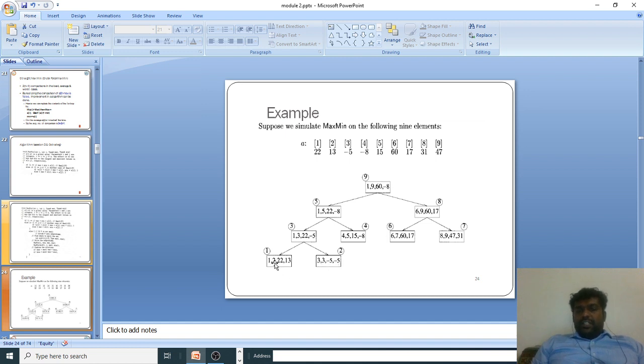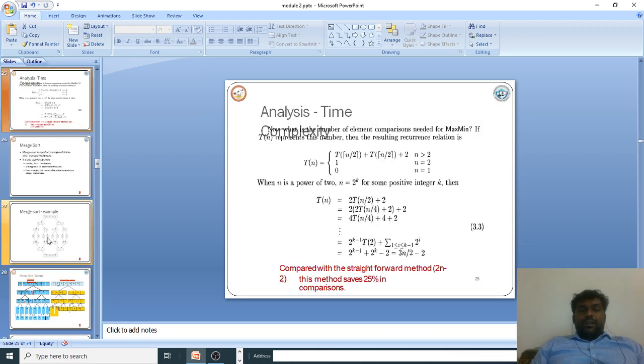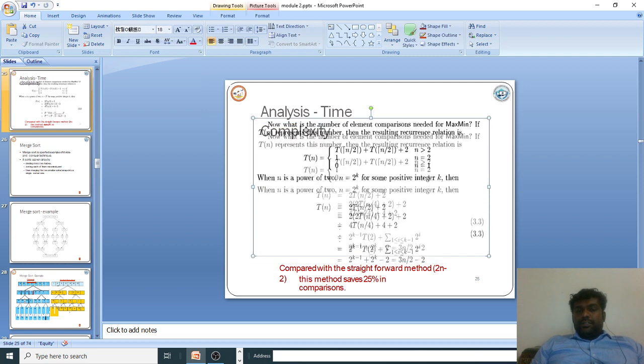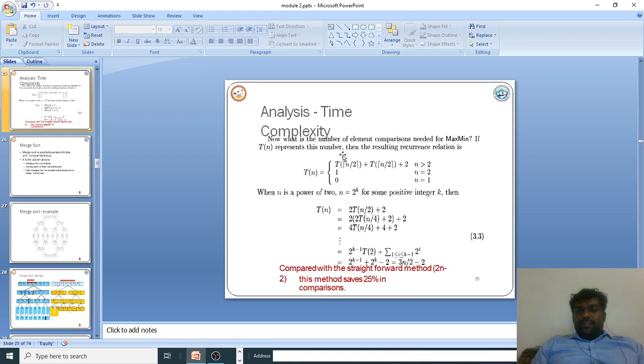Next, can you divide this further? No. So you go on combining, and from that you get the maximum and minimum. Now, what is the analysis? The analysis here is, what is the number of element comparisons? You're going to do it for the left hand side, for the right hand side, and then do the comparison. If the number of elements is 2, the time taken is 1. If the number of elements is 1, the time taken is 0.